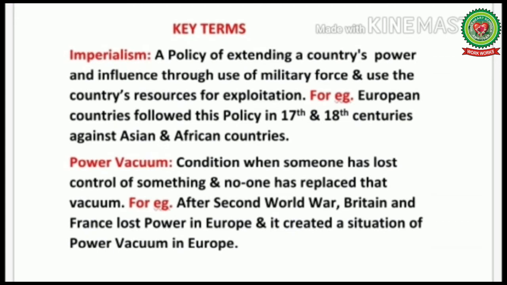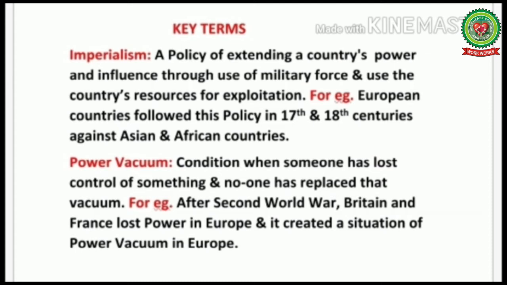Before discussion of today's topic, I will discuss the key terms with you. The first key term is imperialism, a policy of extending a country's power and influence through the use of military force and use of the country's resources for exploitation. For example, European countries followed this policy in the 17th and 18th centuries against Asian and African countries.